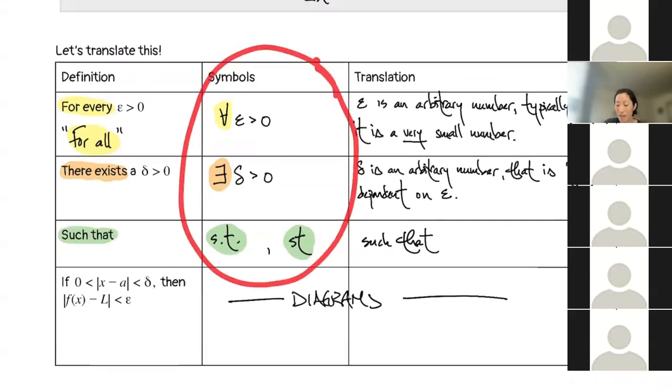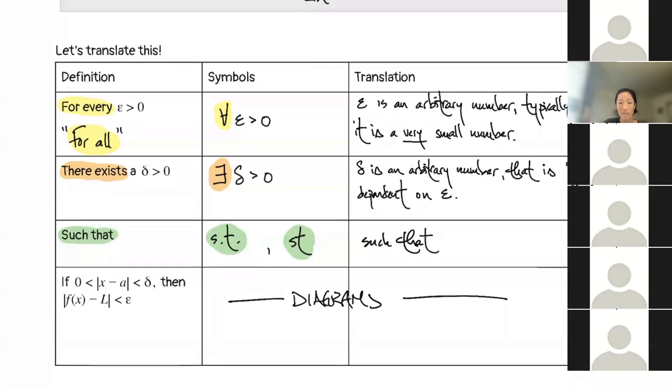I don't expect you to write like that. I just want to sort of throw it out there in case you ever see those symbols and you know what they mean.